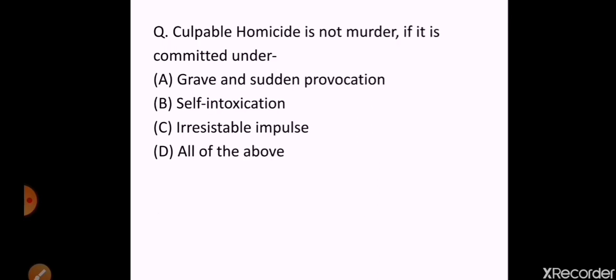The next question is, culpable homicide is not murder if it is committed under: A, grave and sudden provocation; B, self intoxication; C, irresistible impulse; D, all of the above. The correct answer is option A, that is grave and sudden provocation. This was asked in the Delhi JLO and ALO examination 2016. I will give you the explanation, which says that exception 1 attached to section 300 of IPC deals with culpable homicide that is not murder. Fine. So you have to see it.